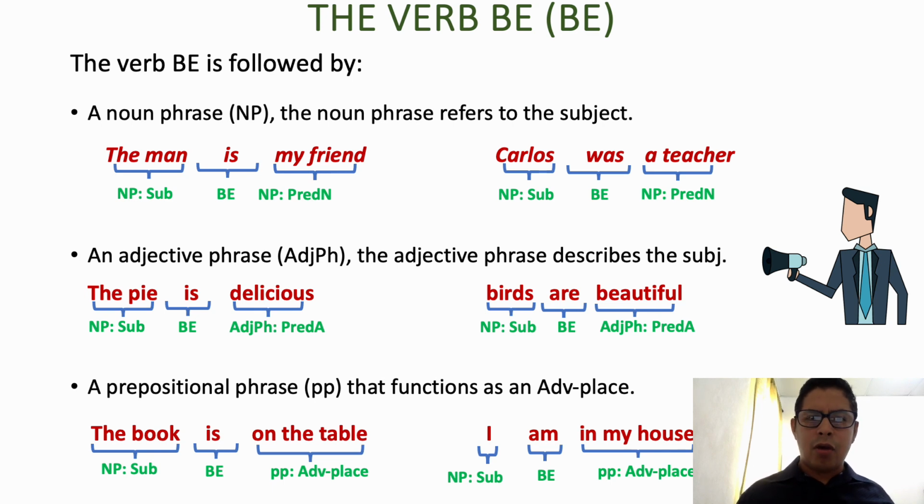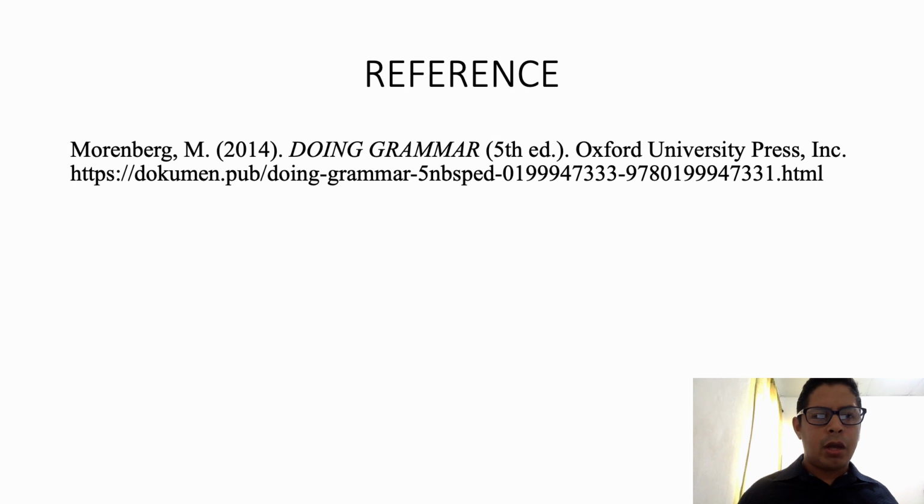And please, if you have any other questions, or if you want to expand your reading, your understanding of the verb types, it's really good that you go to Doing Grammar, the fifth edition. This book belongs to Max Morenberg. It's really interesting, and actually, you already have this book on the platform, so you can go ahead and check it out. It's the second chapter, and that's for you guys to understand many other things.